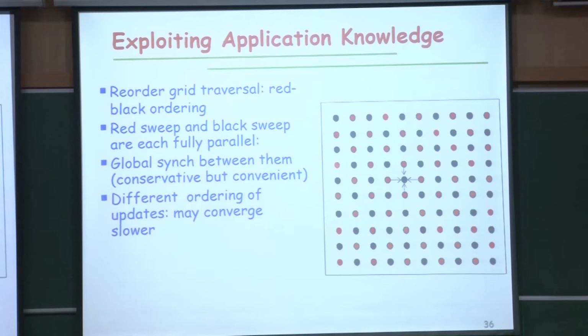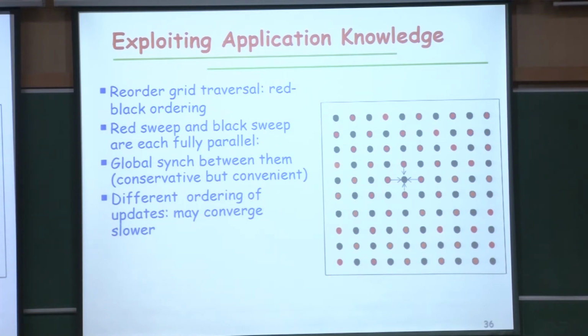Similarly, each red point depends on black points and not on any red point. Okay. And for a moment, if I assume that I do the computation of all the red points in one iteration and then all the black points in the next iteration, then what happens is that all the red points can be done in parallel and all the black points can be done in parallel.